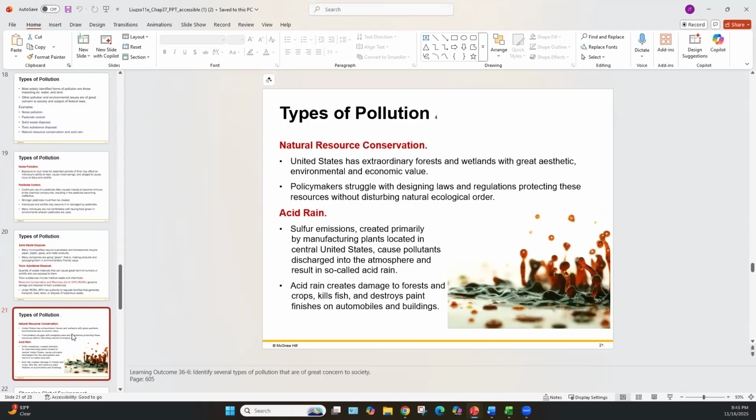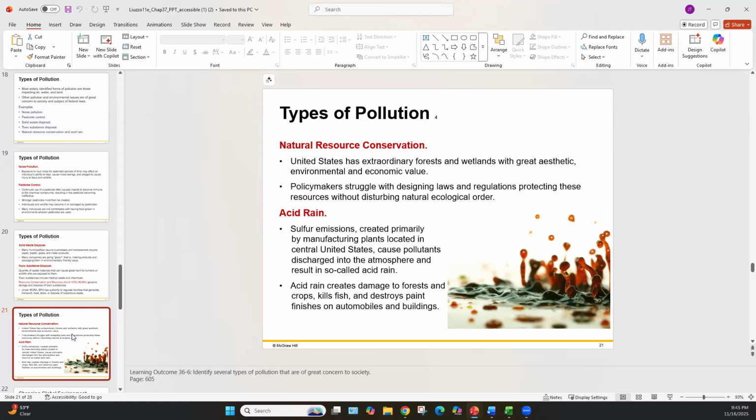Acid rain: sulfur emissions created primarily by manufacturing plants located in the central U.S. Now, this is where we see a lot of manufacturing in the last 25, 30 years moving to the Southeast, but the Midwest, Detroit, Indiana, Ohio, places like this, these were like the big manufacturing states in the country for the last 70 years. So again, sulfur emissions created primarily by manufacturing plants located in central U.S. cause pollutants discharged into the atmosphere, resulting in so-called acid rain.